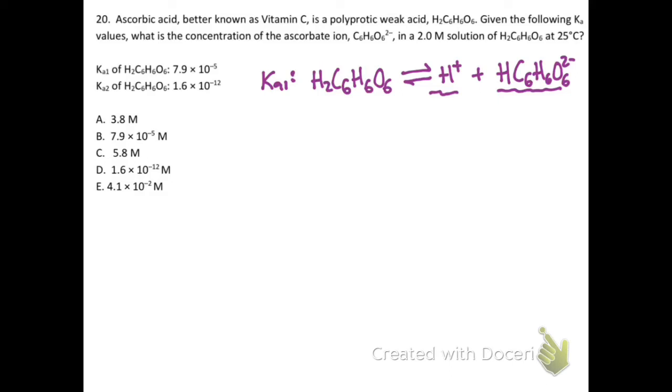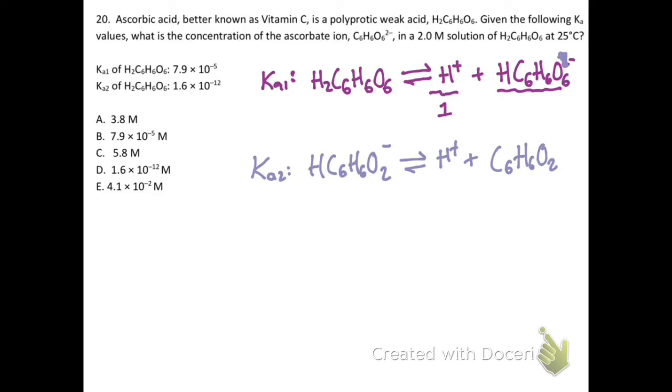Well, for every one of these, we would get one of these, right? It's a 1-to-1 ratio. So let's keep that in mind and look at the second dissociation, and we'll see a really cool little rule that we can use here. So Ka2 would be the bisascorbate anion. Oops, I put a 2-, it's just 1- here. Turning into, and it's giving off an H plus, and turning into the ascorbate anion.